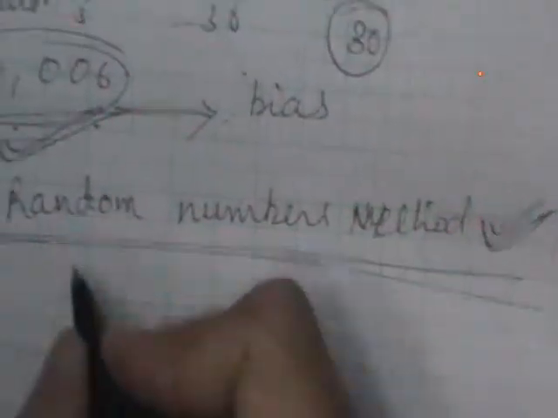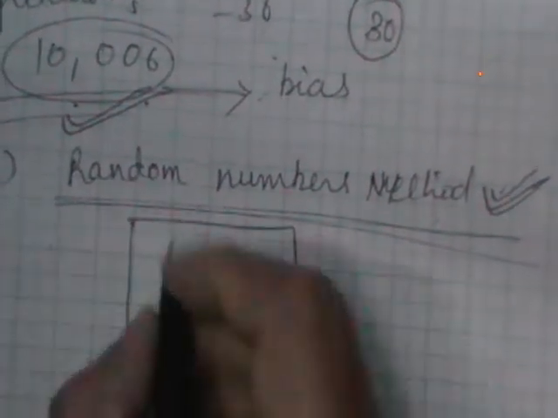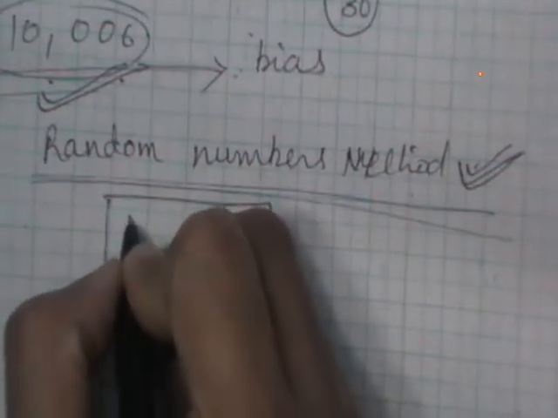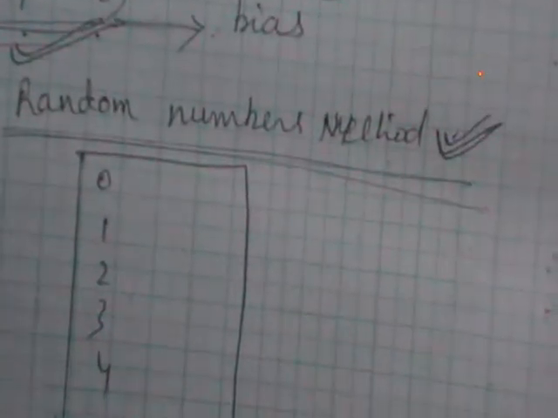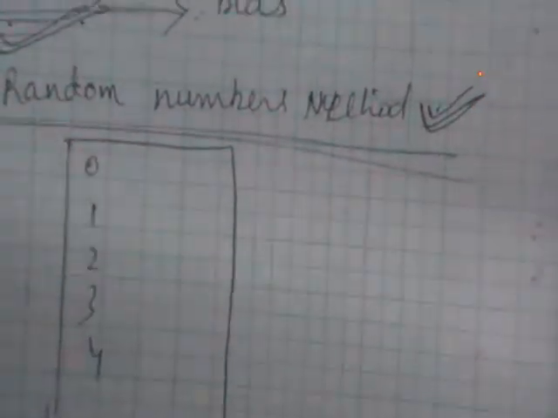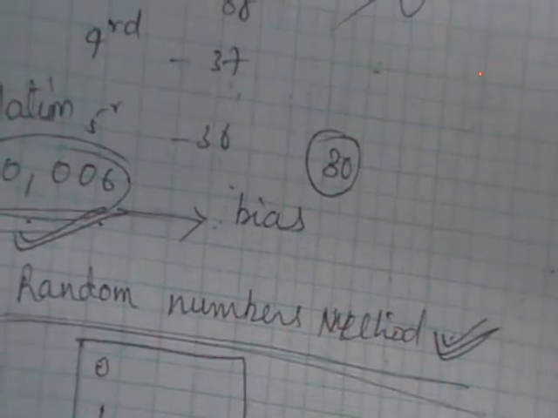The random numbers table is nothing but a book. In the first page you will have single digit numbers like 0, 1, 2, 3, up to 9. In the second page you will have double digit numbers 00, 01, 02, 03 till 99. In the third page you will have triple digit, then 4 digit, 5 digit, 6 digit pages. All these are given numbered.